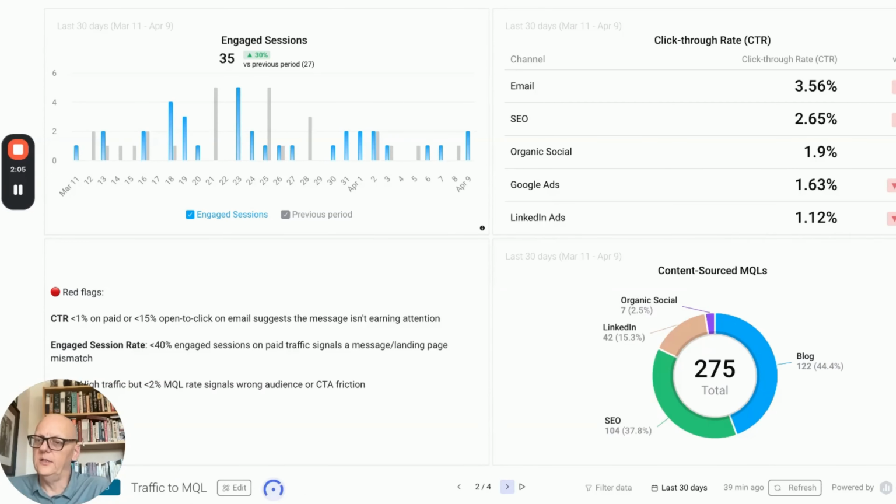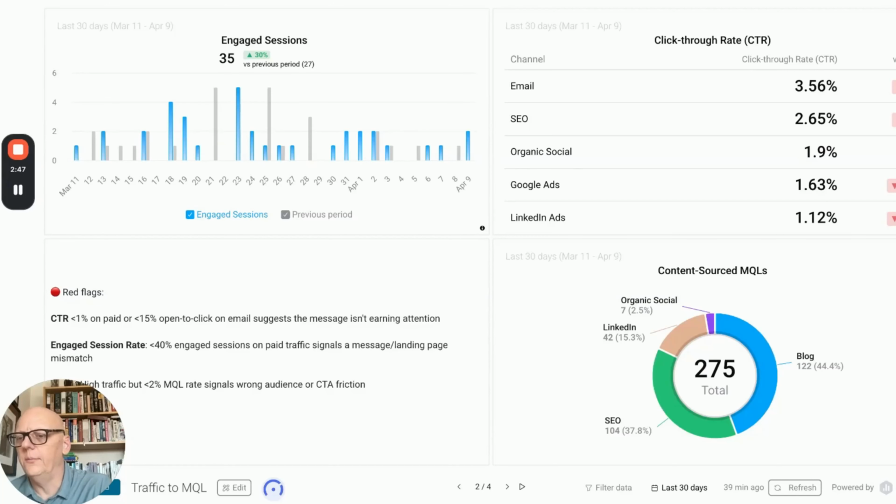Let's move into the first stage of the funnel, and that's what we call traffic to MQL, which we see as a stage that measures your offsite messaging effectiveness. So we're going to look at 3 metrics there. We're going to look at click-through rate by channel, which shows: is the hook, the ad copy, the email subject, the post headline, earning attention? A red flag would be under 1% paid or even under 15% open to click on email. You could have some trouble on your hands.